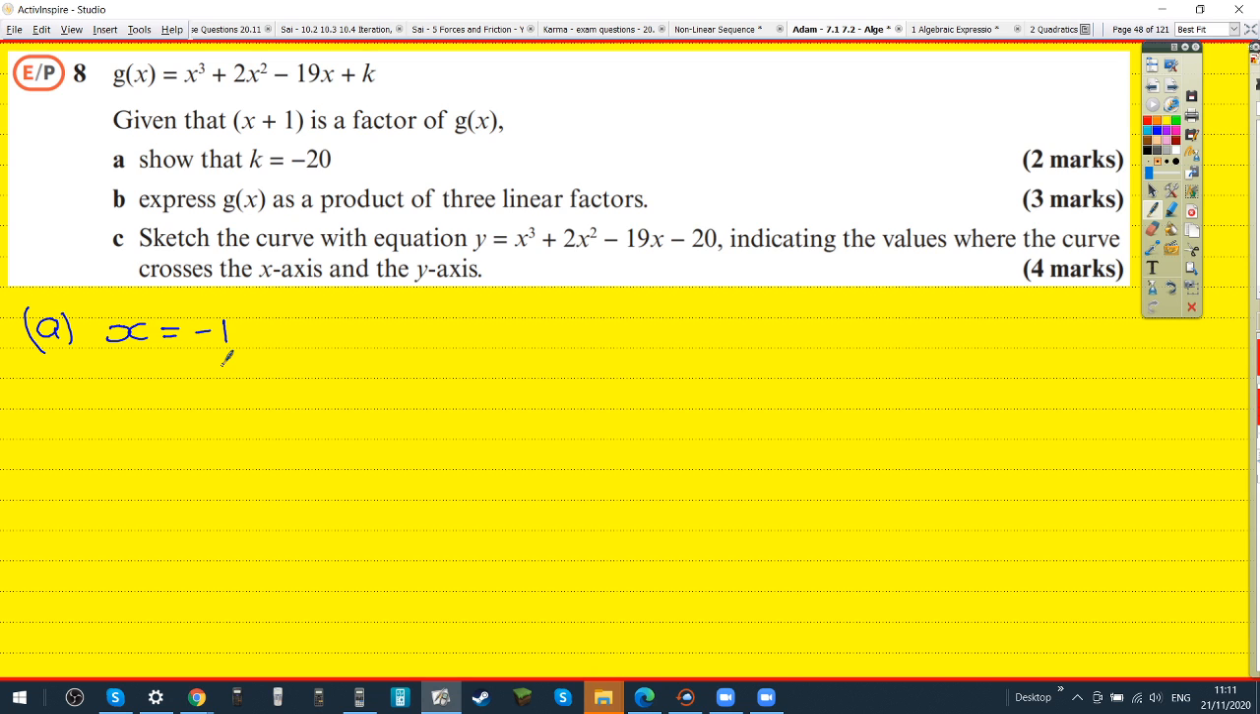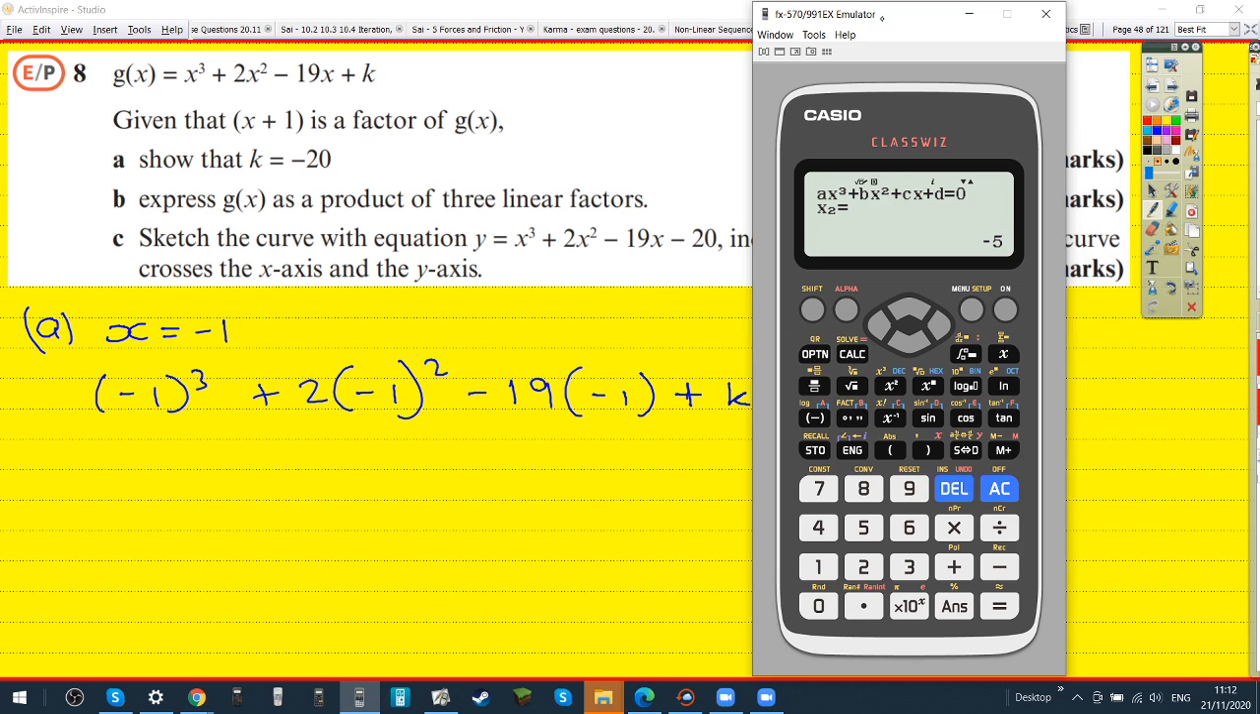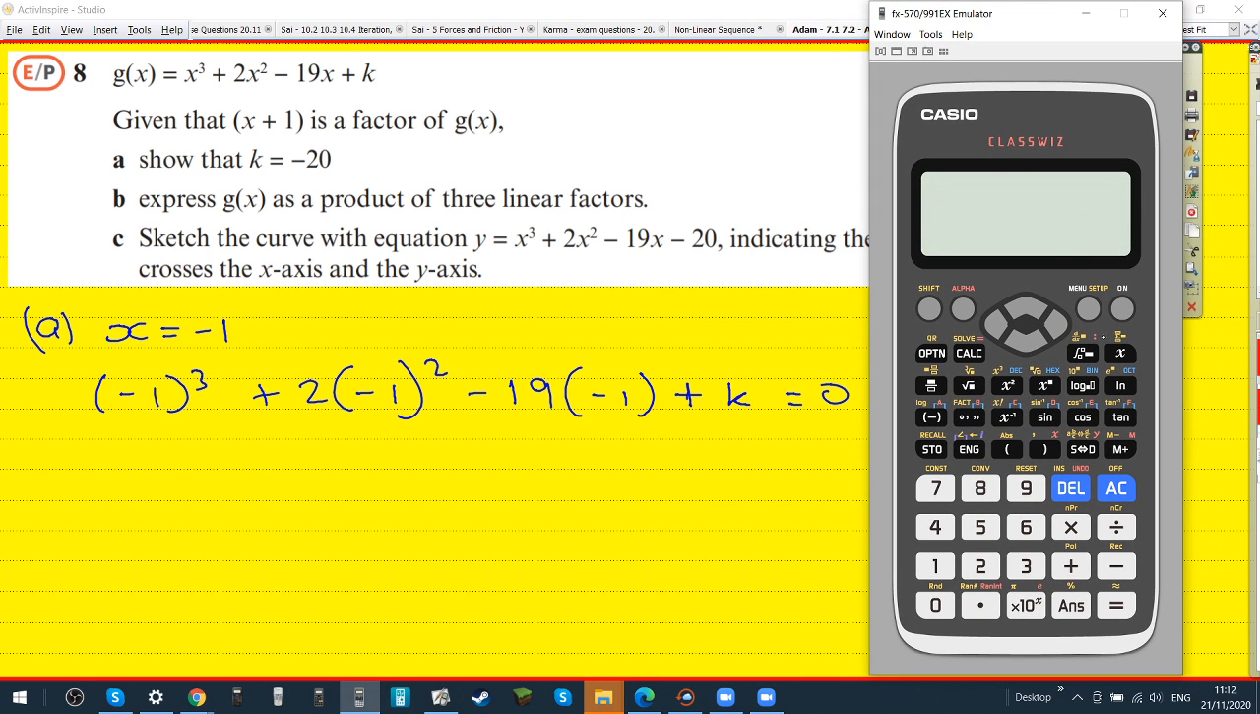So it'd be written out as -1 cubed plus 2 brackets -1 squared minus 19 brackets -1 plus k equals 0. And this is a show that question. So I would just put into your calculator everything without the plus k equals 0. So just -1 cubed plus 2 times -1 squared minus 19 times -1. Would it still be equal to 0 though? Like I would just get the numerical value.